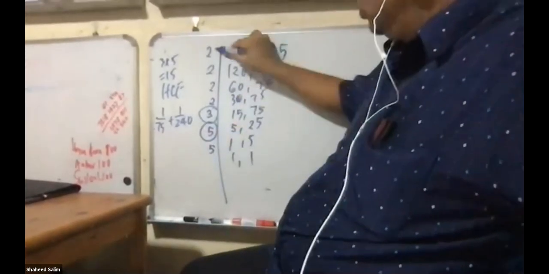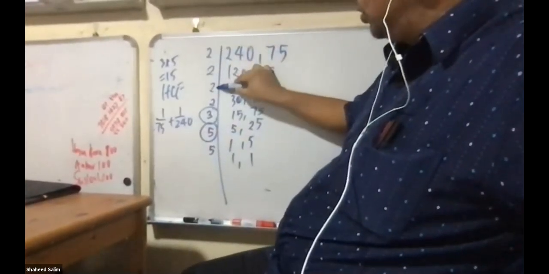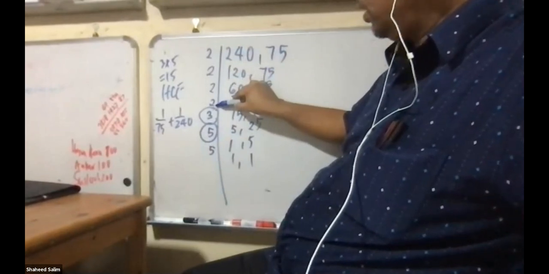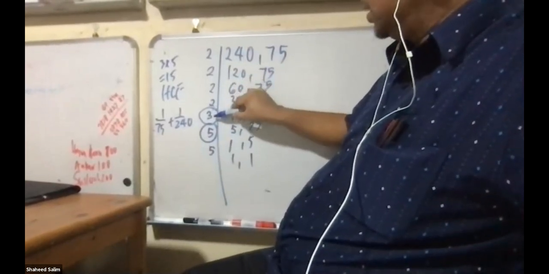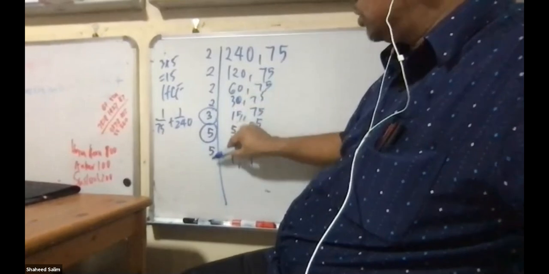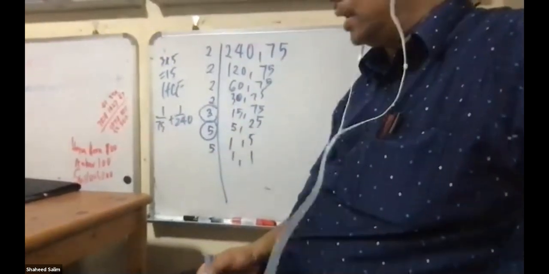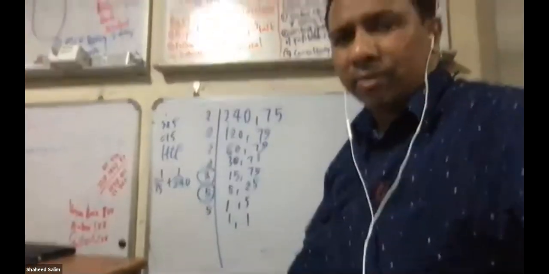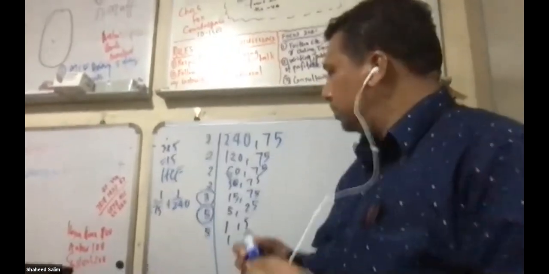LCM is very simple. 2 times 2, 4. 4 times 2, 8. 8 times 2, 16. 16 times 3 and then times 5 times 5. That number, I think, is 1,200. If I'm not mistaken, let me try.